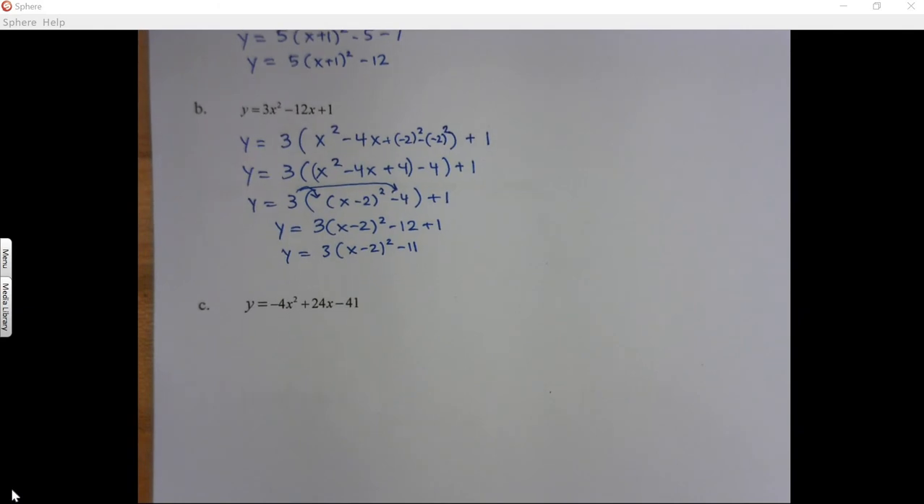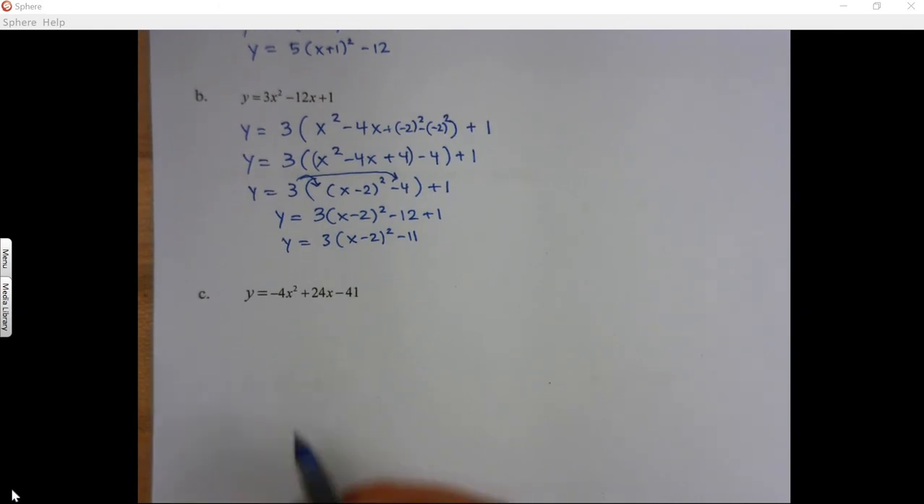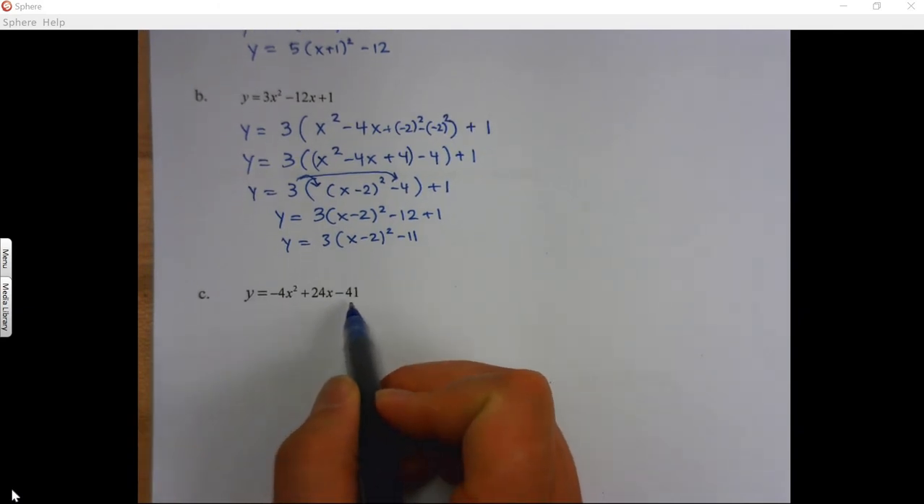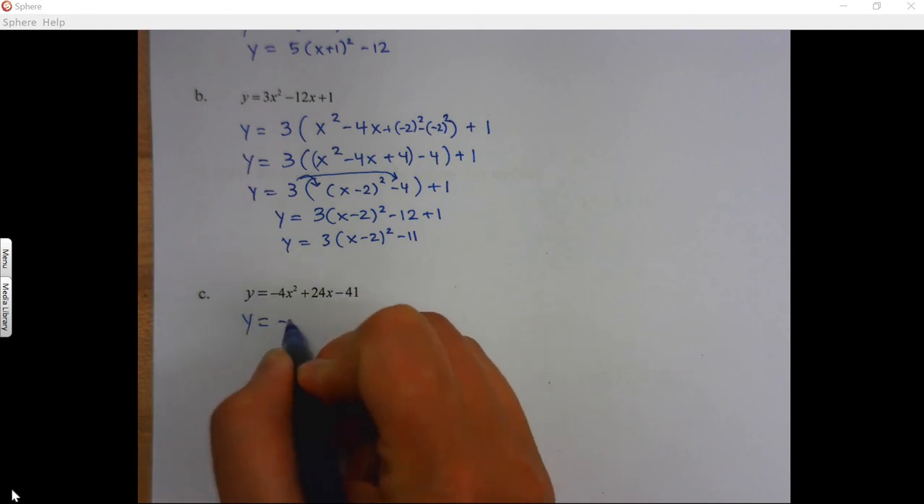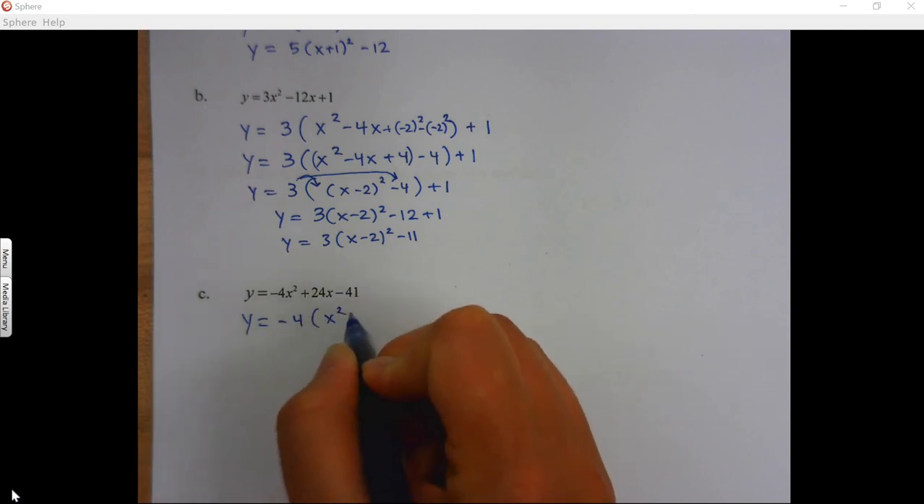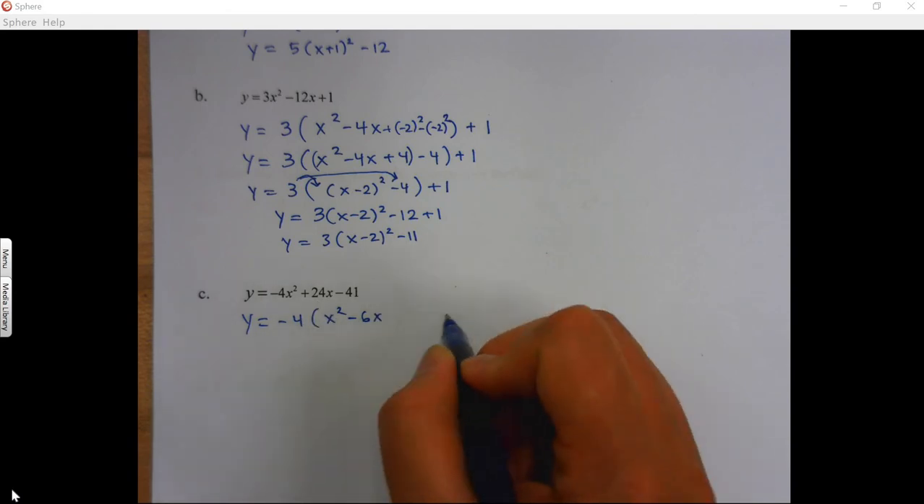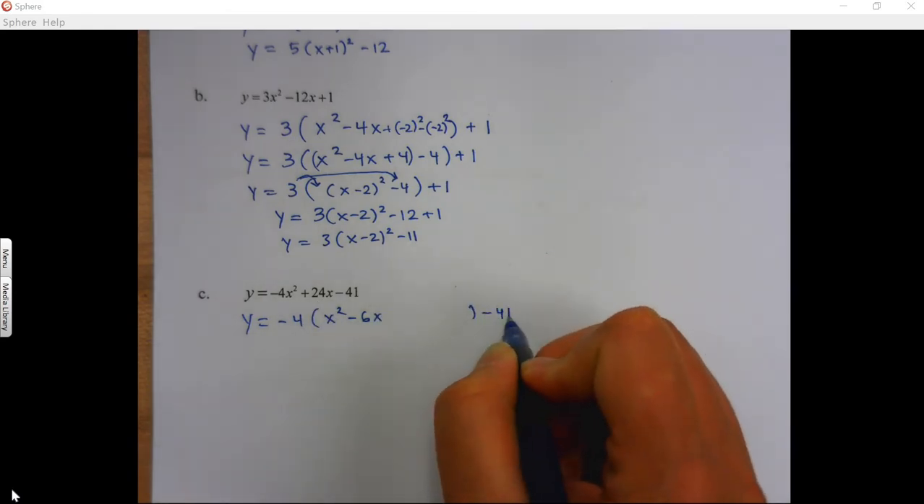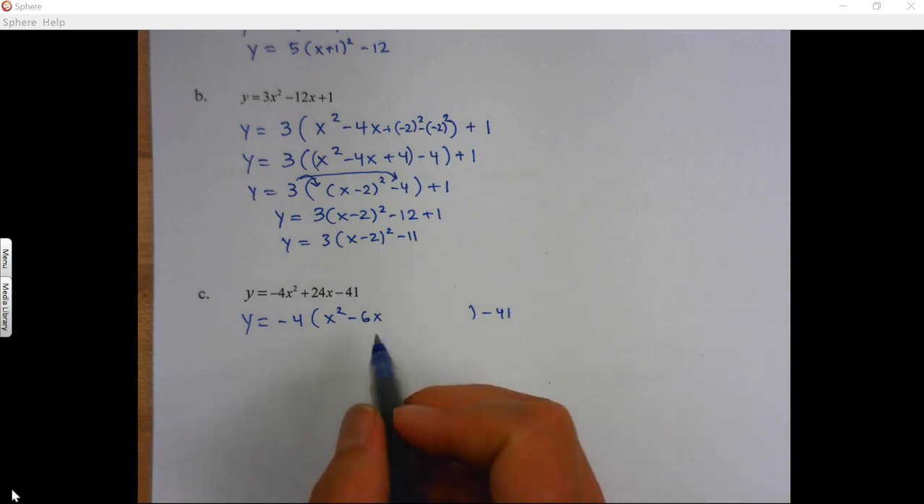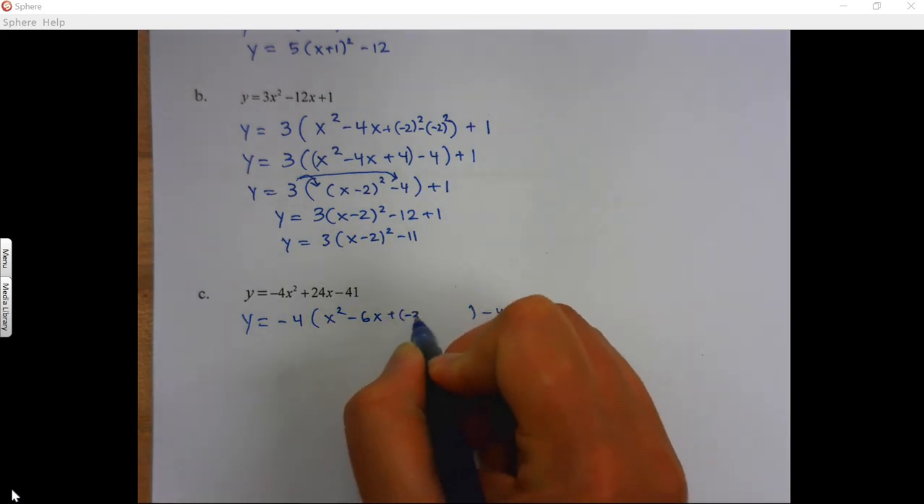And last but not least, on C here, we have y equals negative 4x squared plus 24x minus 41. Again, I'm factoring out the negative 4 out of the first 2 terms. Make sure that you change the sign here because a negative times a negative gets back to the positive. Leave your space, minus 41. Again, negative 6 divided by 2 gives me a negative 3. I'm squaring that.